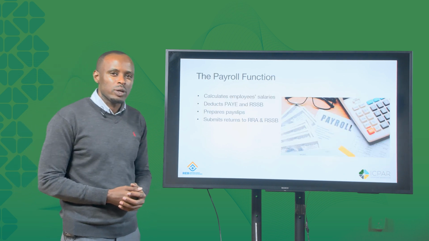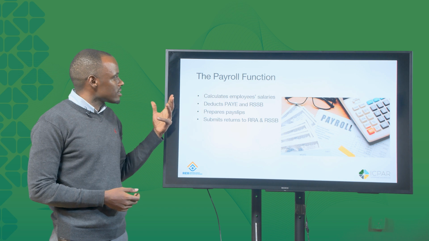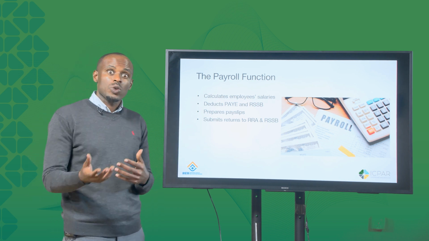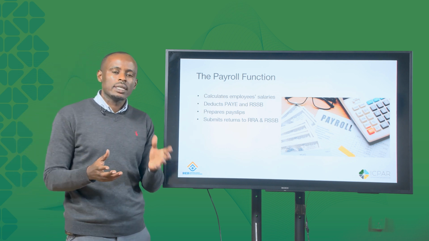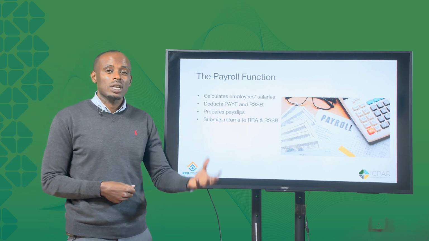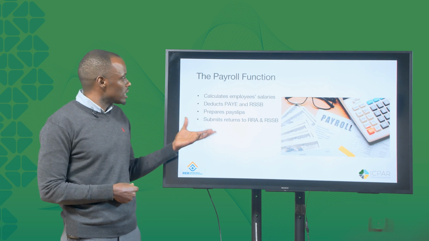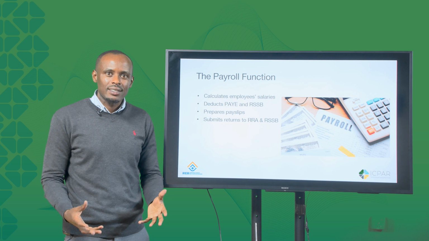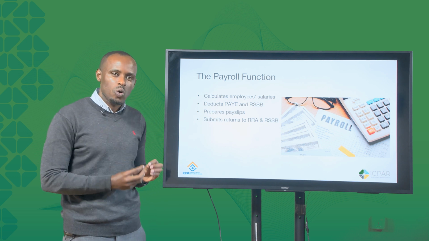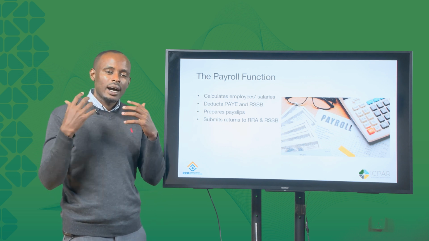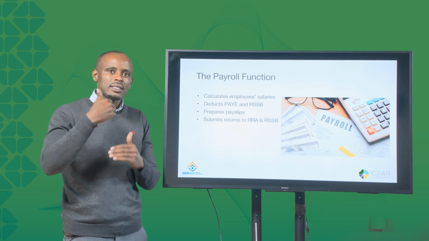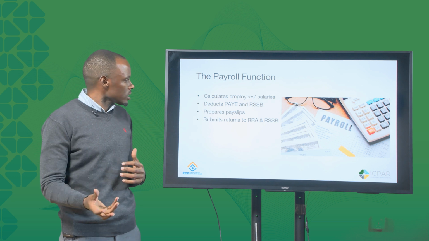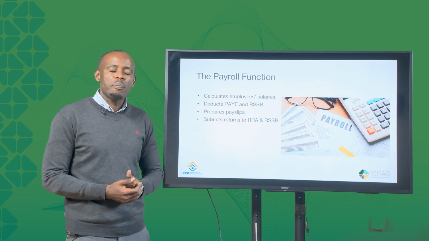Let's talk about the payroll function. What does the payroll function do in a company? These are usually people collaborating between the finance department as well as the human resource department. They calculate employees' benefits and employees' salaries, which are extracted from employee contracts. Each employee contract has a benefit and a salary stipulated there to which an employee is entitled, and they deduct pay as you earn.